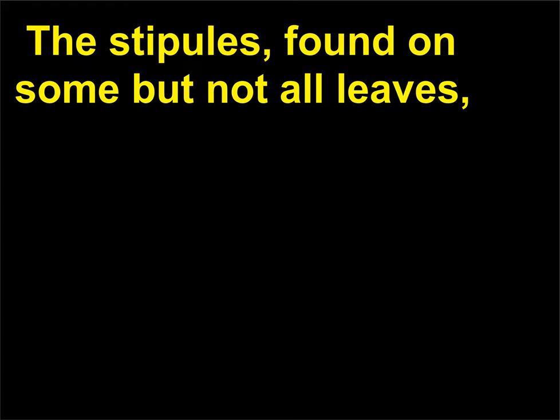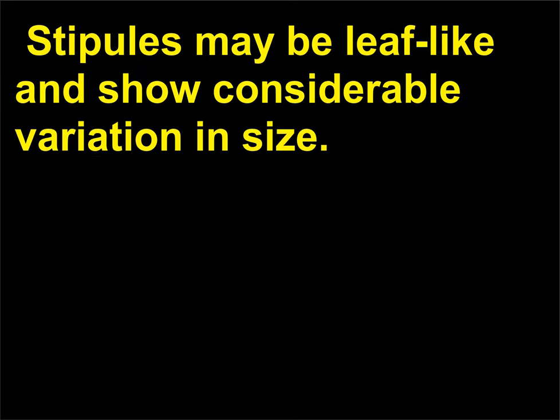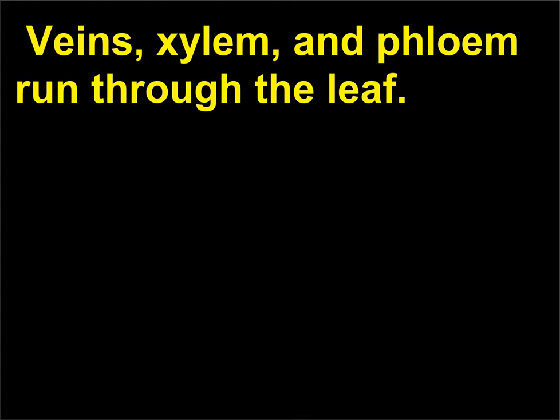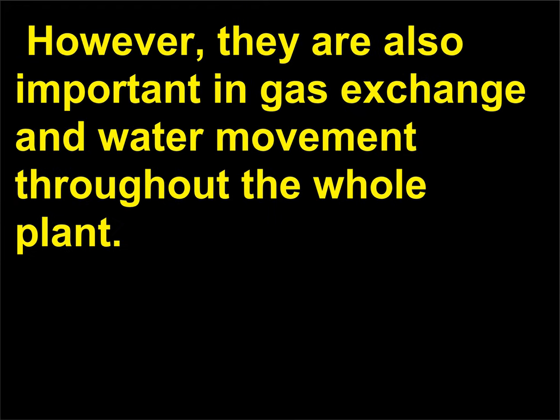The stipules, found on some but not all leaves, are located at the base of the petiole where it joins the stem. Stipules may be leaf-like and show considerable variation in size. Veins, xylem, and phloem run through the leaf. Leaves are the main photosynthetic organ. However, they are also important in gas exchange and water movement throughout the whole plant.